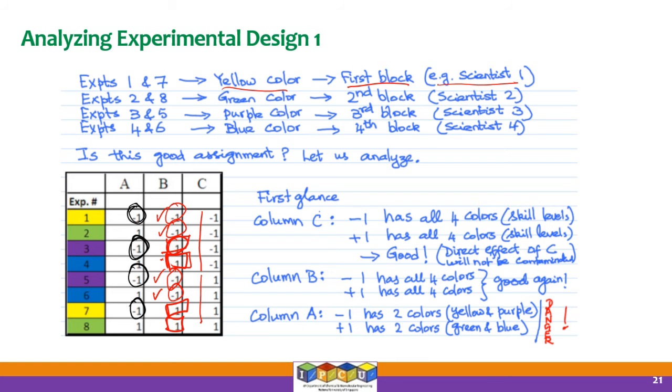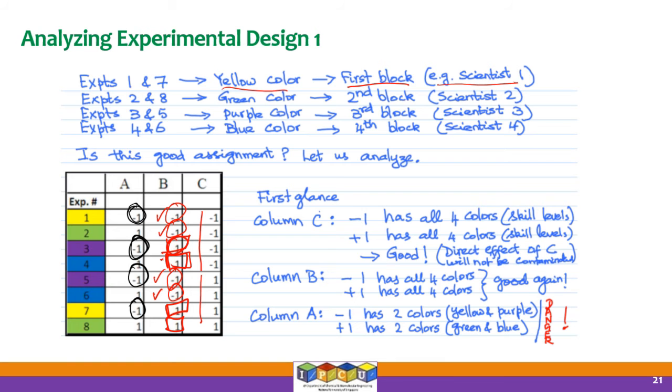So some scientists get to do experiments only when A is equal to -1, and the remaining scientists get to do the experiments when A is equal to +1. So it is not evenly distributed amongst all the four scientists, right? That means each of the four scientists does not get to do an experiment where A is equal to +1 and an experiment where A is equal to -1. All right. So there is this important difference.